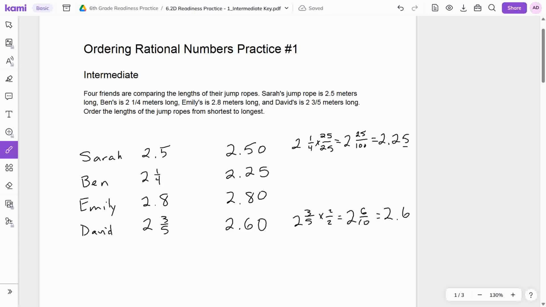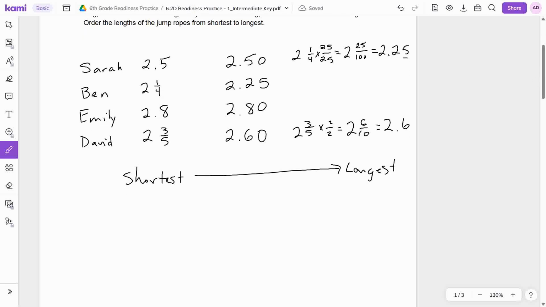All right, so what are our lengths now from shortest to longest? Well, it's all 2 something, so let's look at our tenths place. That 25, so Ben is my shortest. So let's go ahead and write our answer here, shortest to longest. Make it very clear what we're looking for here.